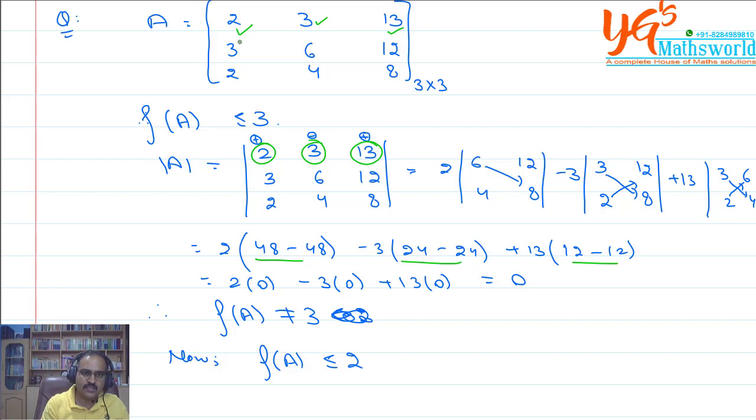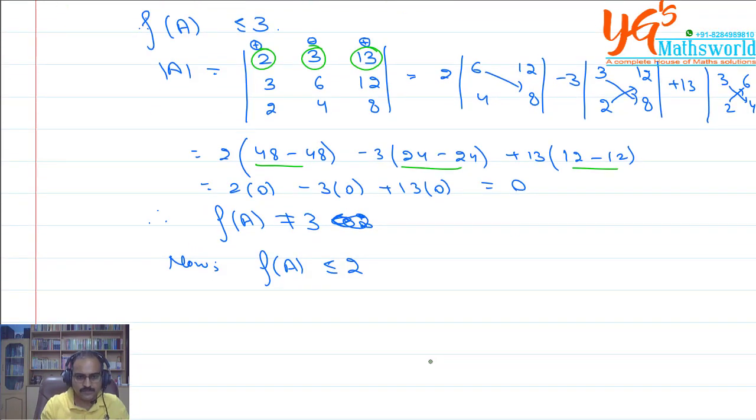Now I am moving towards the number 3 from this part. So what will be the first value? 3, if I leave 3, it will be 3, 13, 4 and 8. So minor second row first column will be 3, 3, 4 and 8. If I solve it, 3 8s are 24, 4 3s are 12, which is equal to 12 and is not equal to 0.